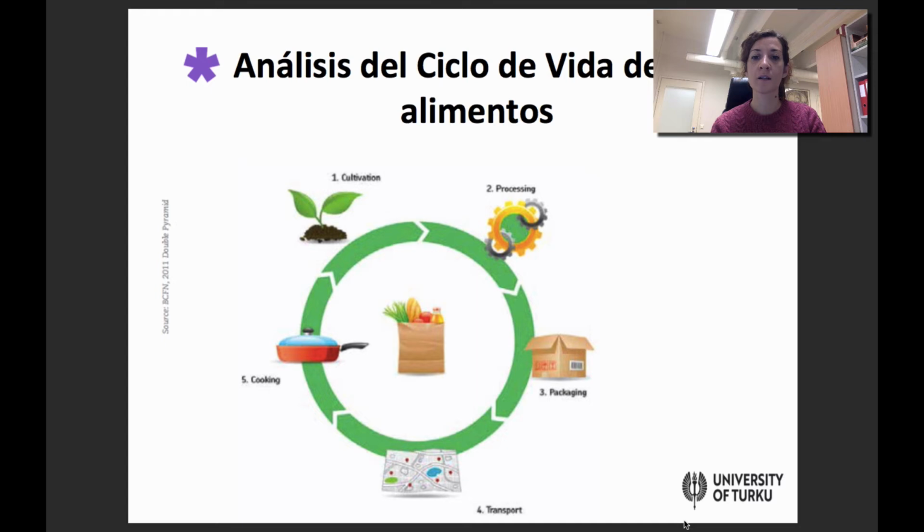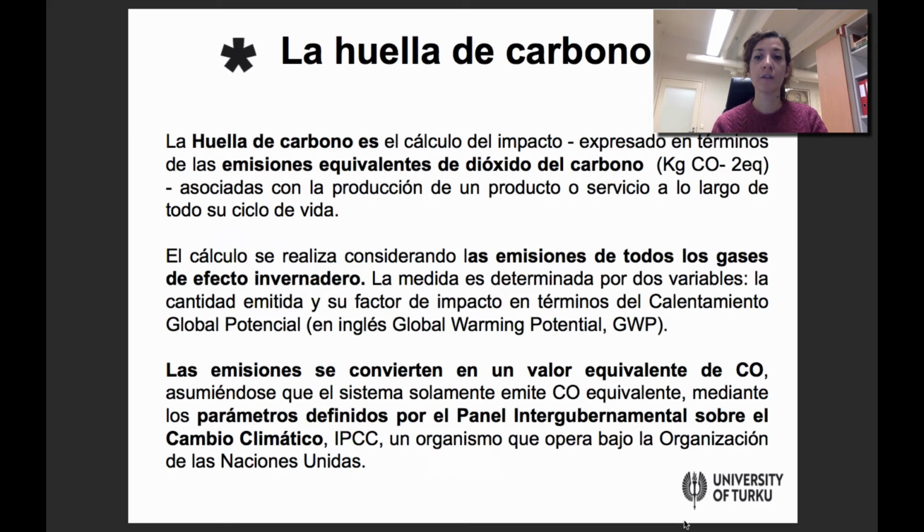So life cycle analysis tries to look at all these different phases and tries to calculate what the impacts are coming from different phases. So the first impact that we can calculate is the carbon footprint. You can see also the website of the IPCC, the Intergovernmental Panel on Climate Change, which is part of the United Nations. You can see on their website they also have further information on this.